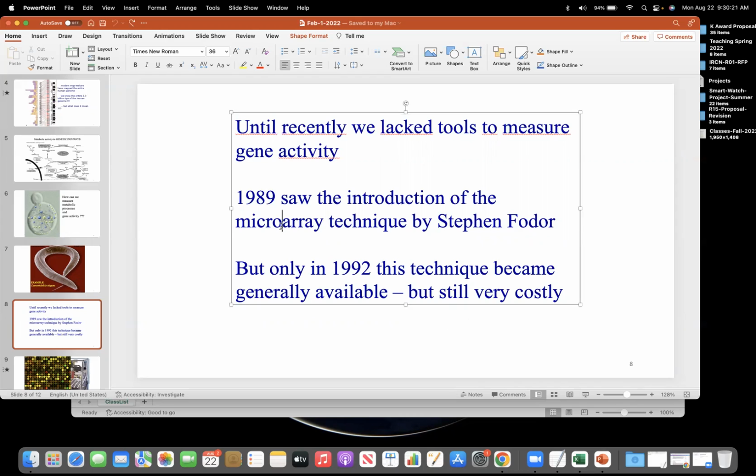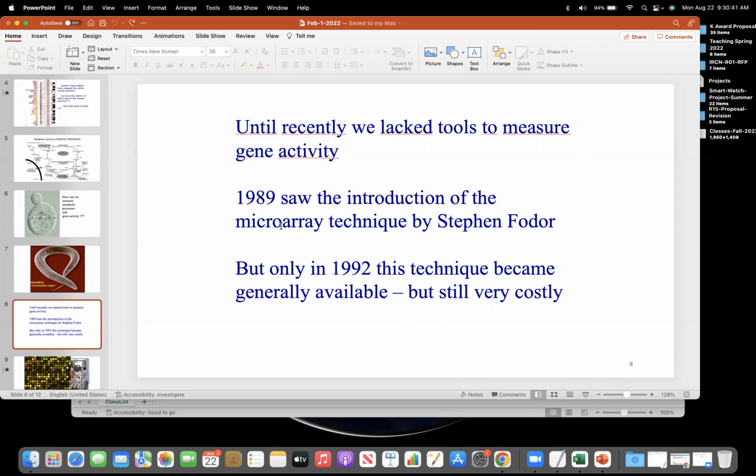I will show you a data bank. We'll go through a database, and you can see there would be like a million records of these data sets coming out of the microarray technique. So that's the introduction of this technology.